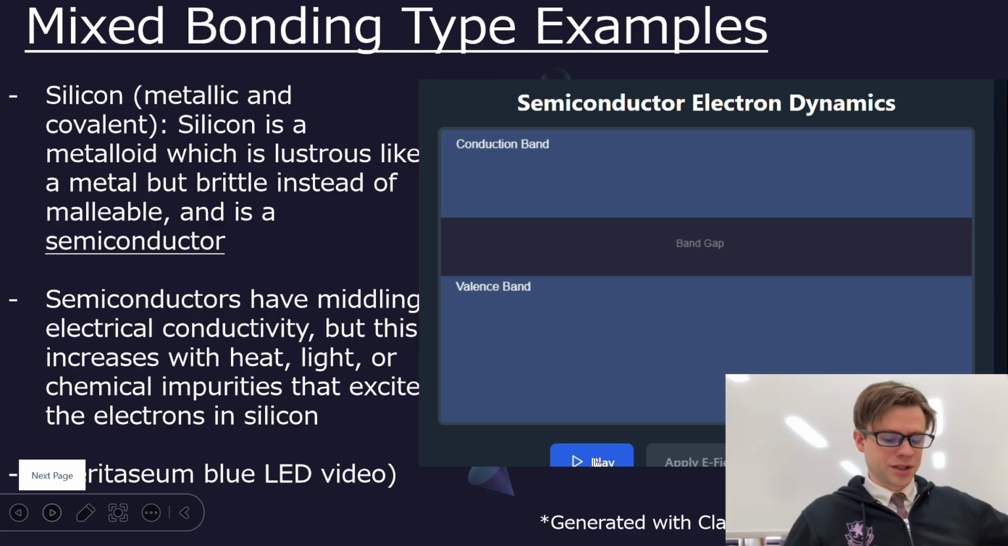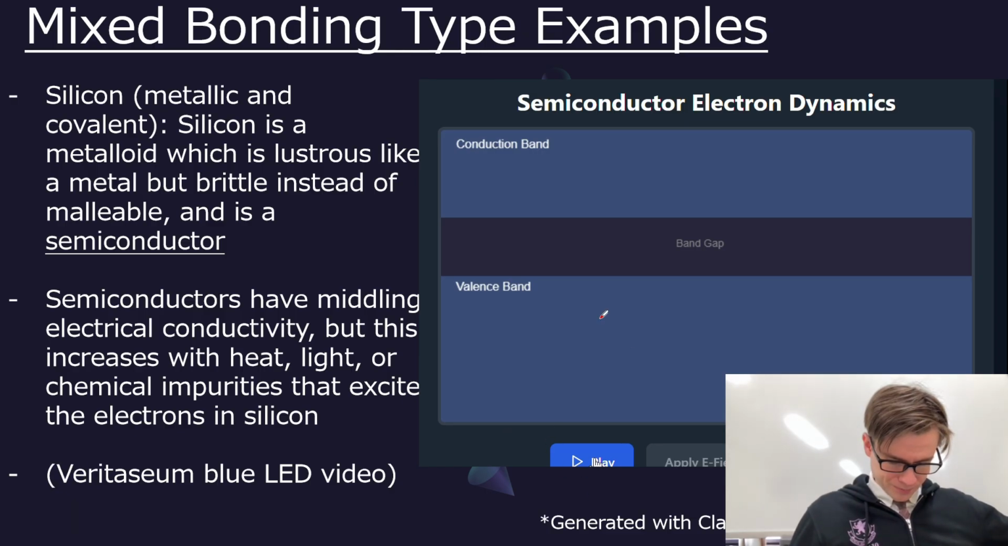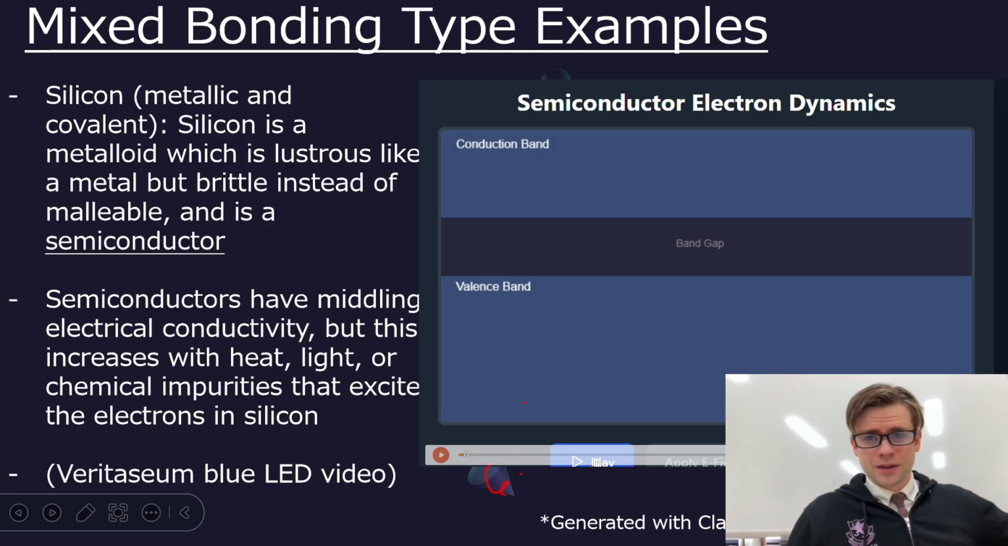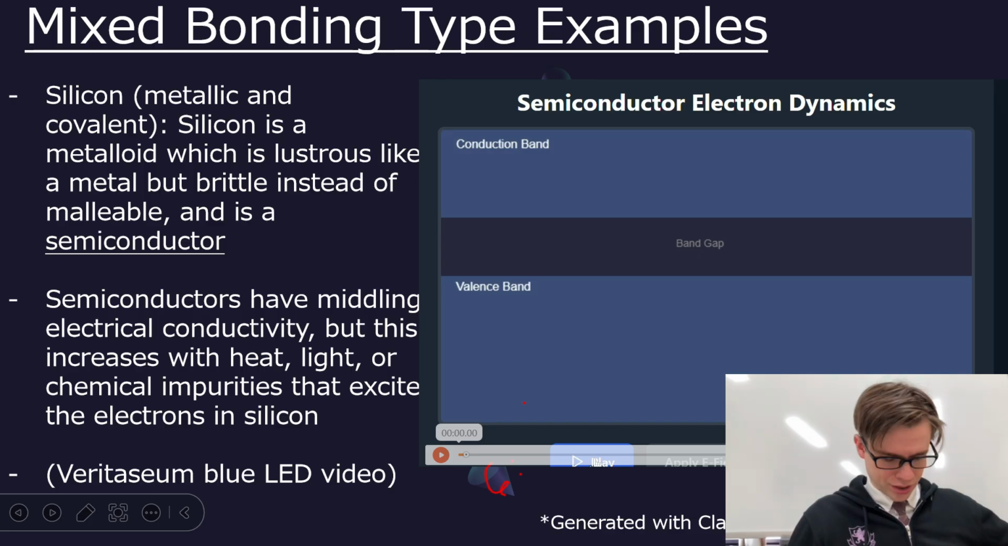So I have a little animation here. You can see how that kind of happens. Okay, so you have a bunch of electrons in silicon. They're going to be in the valence orbital, the outer shell, not conducting very well. They need to pass through what's called a band gap into the conduction band. This is kind of the sea of delocalized electrons that are mobile and free to carry charge.